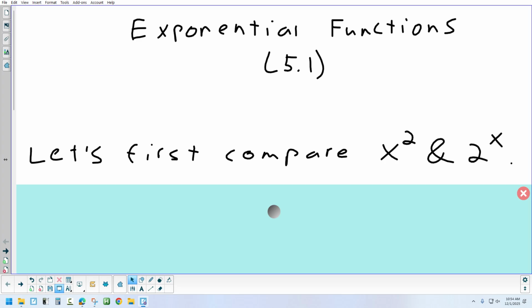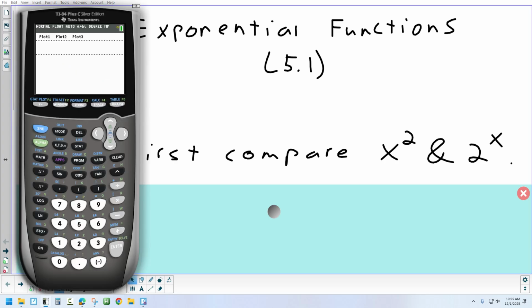Anybody have a guess which one is the exponential one? Yeah? The first one. So the first one, that is a quadratic. So that's not exponential. So it's the second one. So x squared, in a more general case, that's a polynomial. But specifically, it's a quadratic.